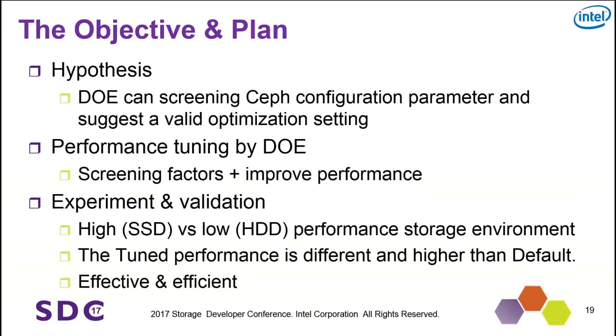To do that and prove my hypothesis, I need to have experiments and validations. So I have 2 clusters, SSD and HDD. You can consider that as 2 different storage environments. And my goal is to prove that the tuned setting, the tuned performance suggested by the DOE, is significantly different and higher than the default setting.